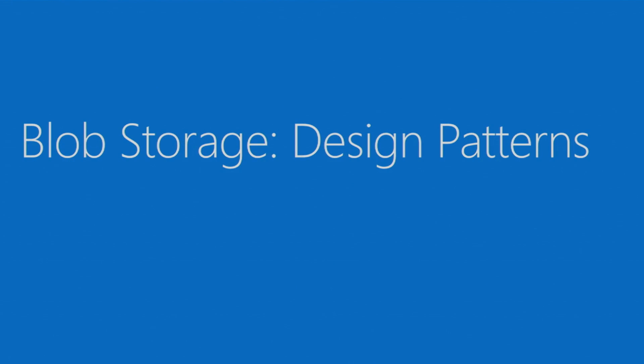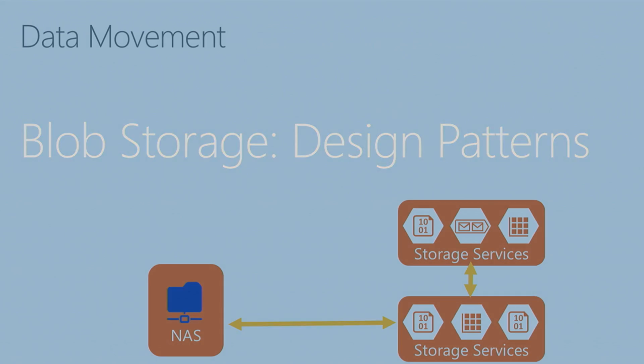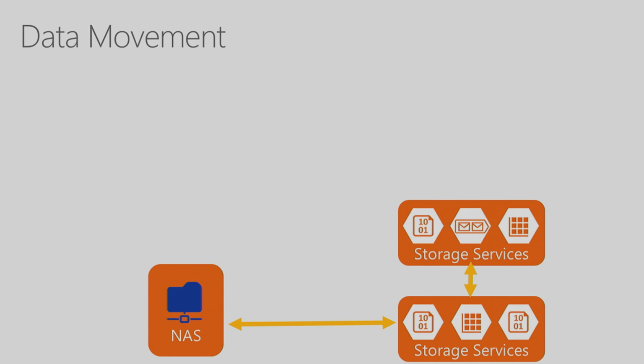Let's switch gears again a little bit and look at design patterns, and again, the real-world usage of some of those design patterns. So I'm going to go through a few patterns. The first one is data movement, right? I've decided to use the cloud. The very first question is, how do I get my data in and out of the cloud?